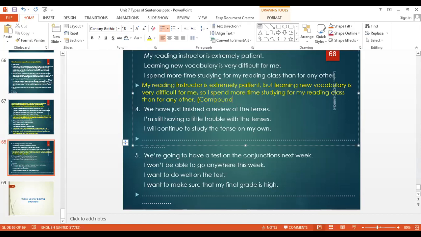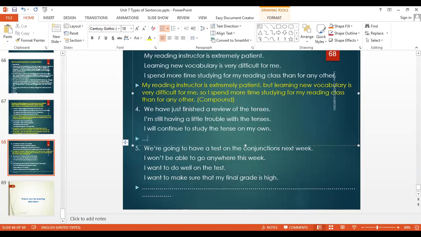Okay, compound sentence here, because you can see here we have the word "but" and we have the word "so," right? We use IC for all, so it is a compound sentence here, not complex. Okay, how about number 4, everybody? Anyone? Can I try, teacher? Yes.